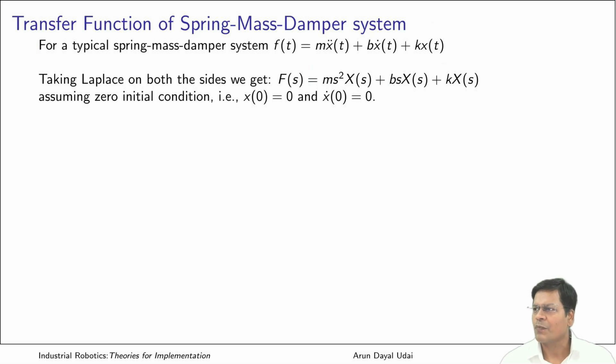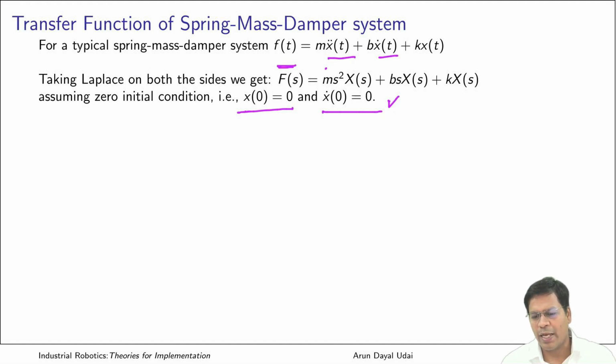Taking Laplace on both sides, with initial conditions zero, that is x(0) is 0 and x dot (0) is 0, meaning initial position and velocity are at 0. If you take Laplace, the Laplace of f(t) is F(s). Similarly, m is a constant, so the Laplace of x double dot (t) is s square X(s), and the Laplace of x dot (t) becomes s X(s).